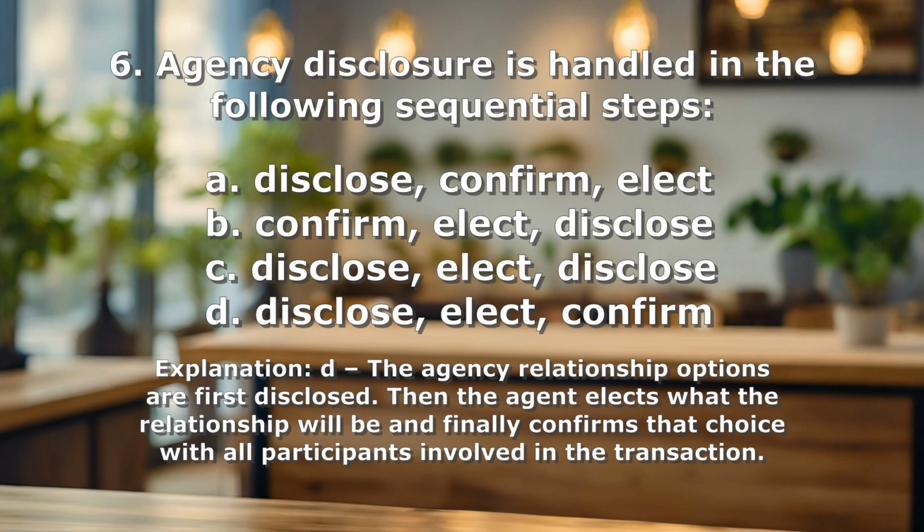Agency relationships are first disclosed, then the agent elects what that relationship will be, and finally they confirm that choice with all participants involved in the transaction. The answer is D. Disclose, elect, confirm.